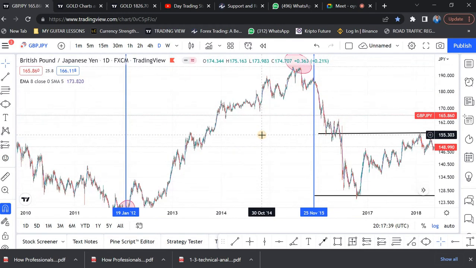And what did I say about an uptrend market? How do you trade an uptrend market? You buy or you sell? Uptrend, you buy. You look for buying opportunities. Very good. So in an uptrend market, you look out for buying opportunities.